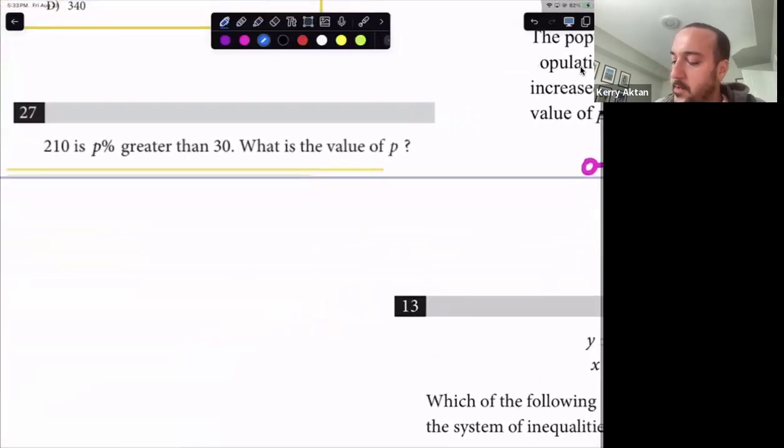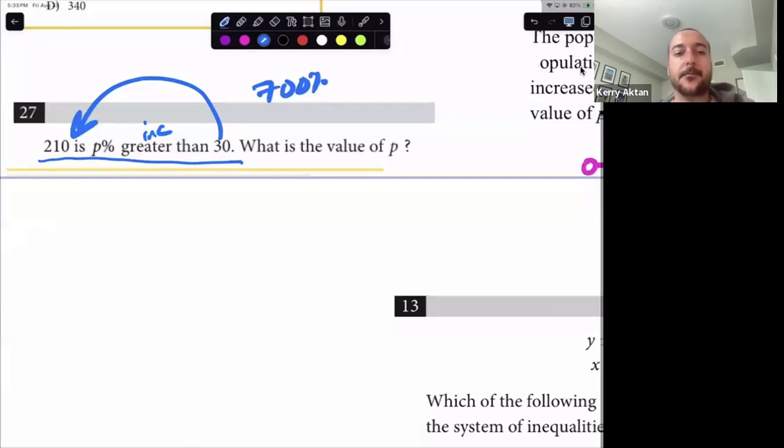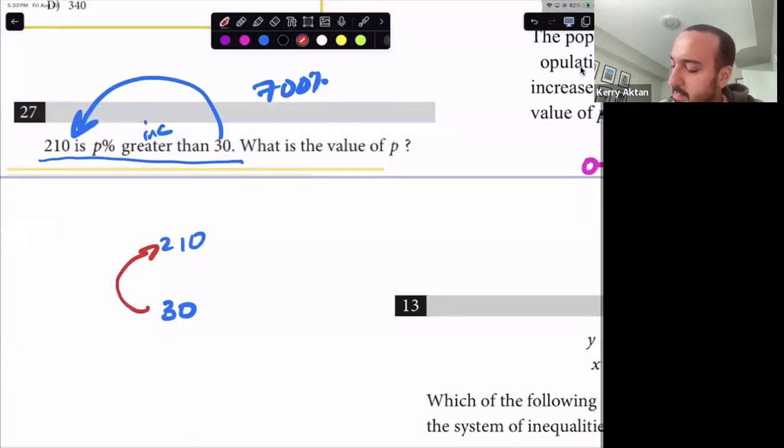But let's read. It says 210 is p% greater, again, increased from 30. Well, I would say 30 to 210, that's 700%. All your friends are going to put 700% tomorrow. And you know what? They're all going to get it wrong. Why? Well, because think about it. If I'm 30 and I went to 210, how much of an increase is that? How much did I gain?